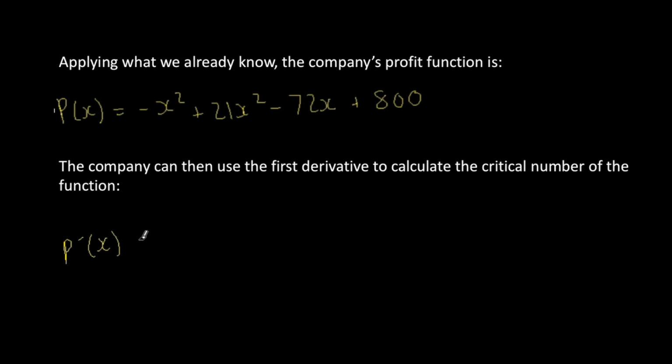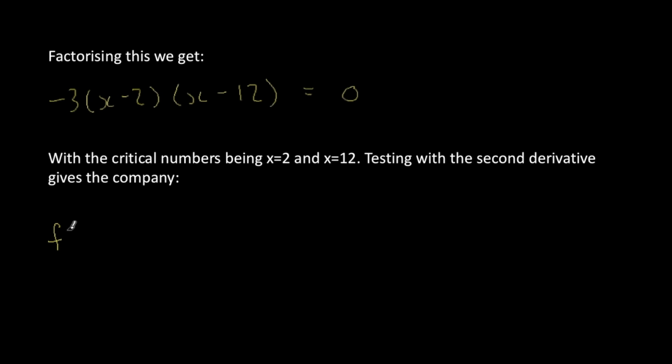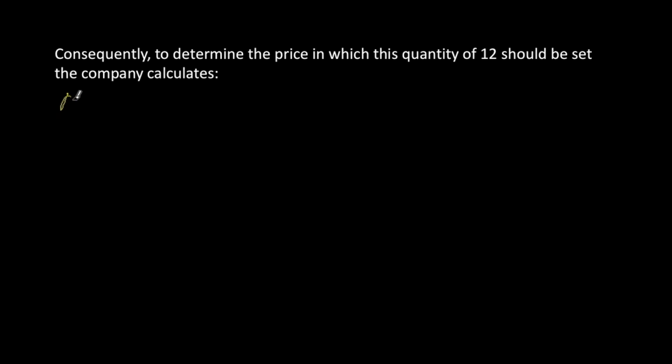The company can then use the first derivative to calculate the critical numbers of the function. This is given by negative 3x squared plus 42x minus 72. Factorizing this, we get negative 3 times (x minus 2) times (x minus 12), with the critical numbers being x equal to 2 and x equal to 12. Testing with the second derivative gives the company negative 6x plus 42. The relative maximum of the company is therefore 12.